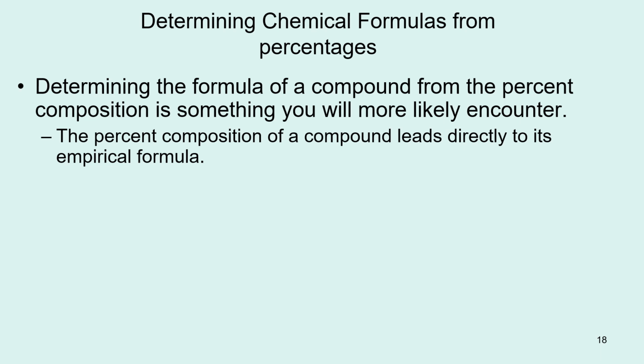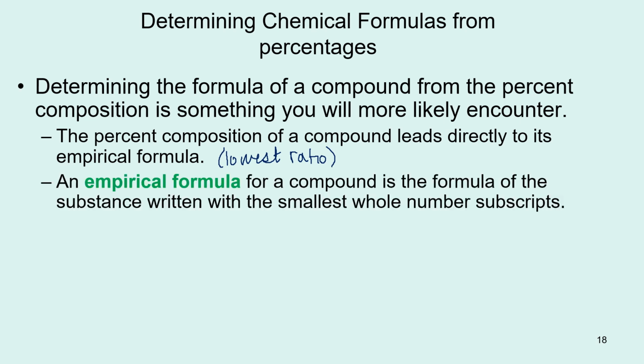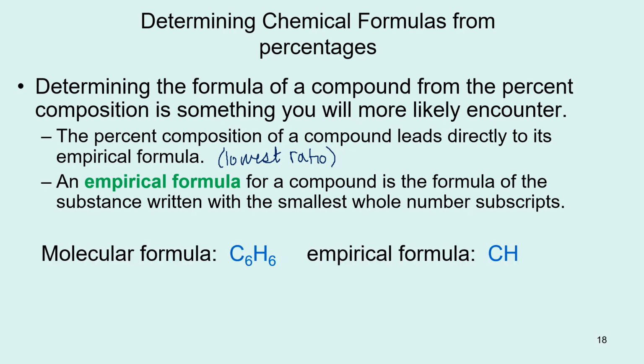If I have a percent composition, I can get the empirical formula of the compound in question. Remember, the empirical formula is the lowest ratio. We'll come back and talk about that in a minute, but it's the lowest ratio of the moles in the formula. So again, the empirical formula is the substance written with the smallest whole number subscripts. Remember, we talked about this in the previous chapter.